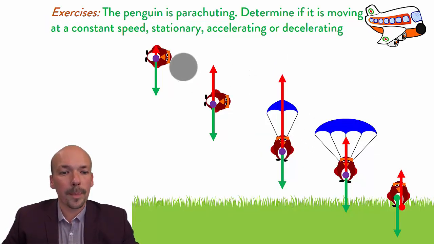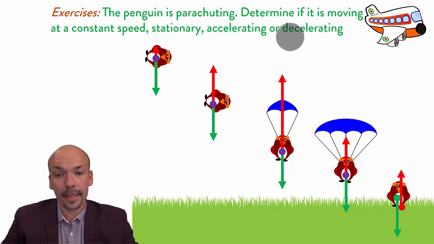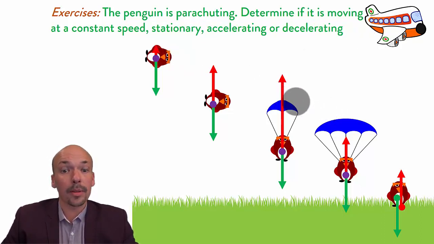An example question. The penguin is parachuting. Determine if it is moving at a constant speed, stationary, accelerating or decelerating. So if a penguin, he just jumped out of this plane, luckily he has a parachute, and you can now determine what kind of movement the penguin will have at every situation. So try it now for yourself. Pause this video.